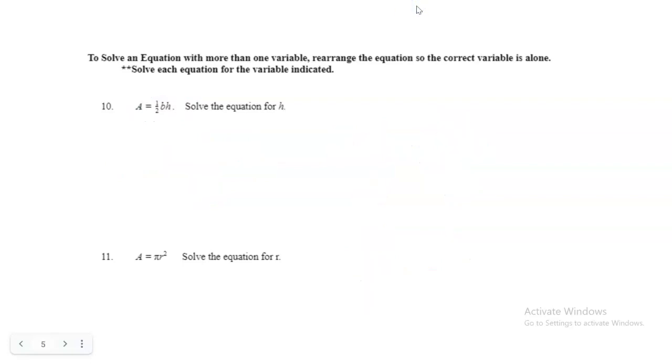Let's try this bottom one. This one's a little bit different. I got A is equal to pi r squared, and that's the formula for finding the area of a circle. So I want to get the r all by itself. So if I've got A is equal to pi r squared, I want to get the r all by itself.